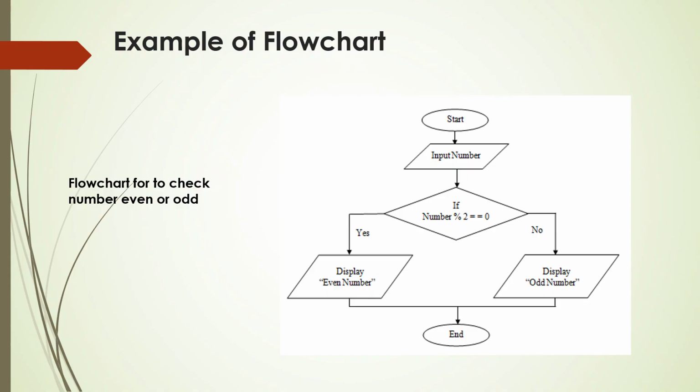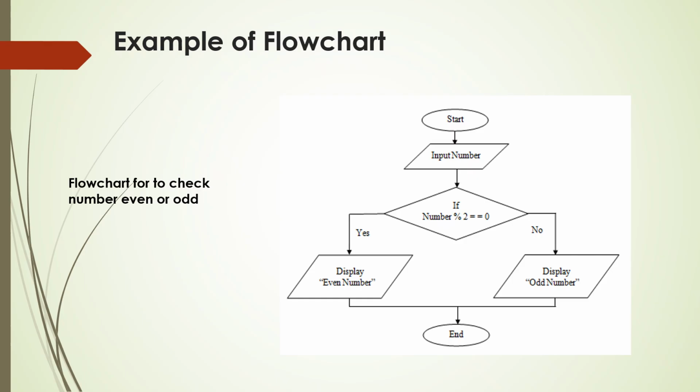So the complete sequence of this flowchart is start, input number, check whether number mod 2 is equal to 0. If yes, display even number, otherwise display odd number and end. This example demonstrates how decision making works in programming. The program chooses one of the two different paths depending on whether the condition is true or false.